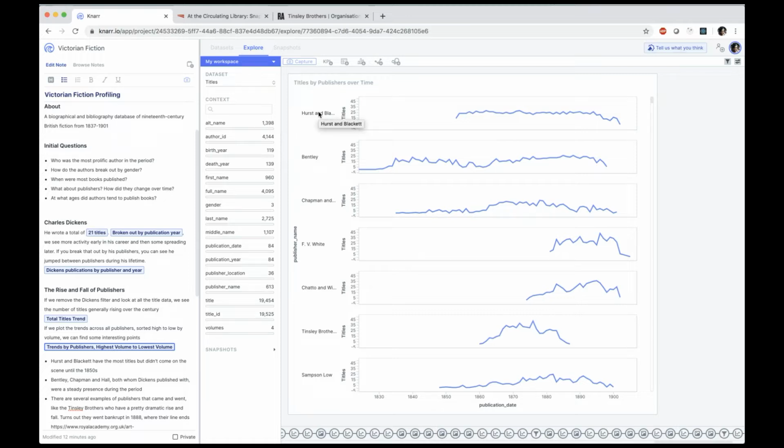They've published the most. What's interesting about that is you can see that even though they published the most titles, they didn't really come on the scene until the 1850s, versus, let's say, Bentley and Chapman, where they've been sort of a steady presence throughout the period.